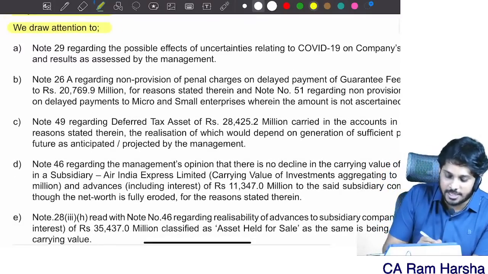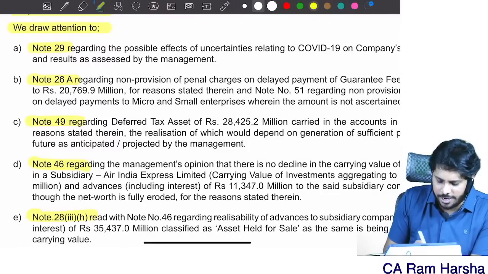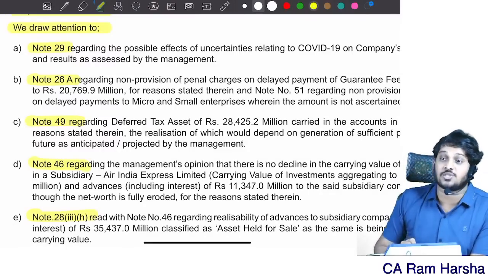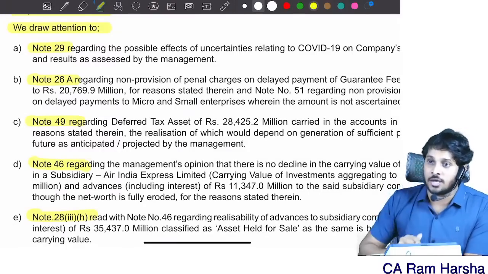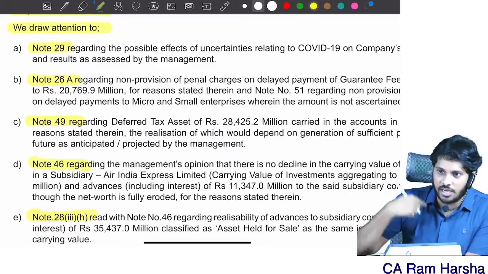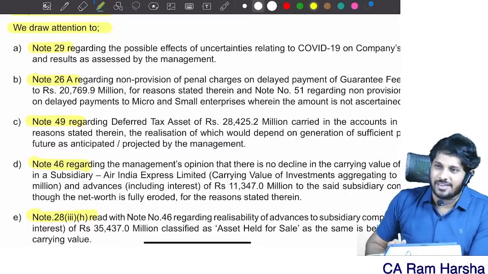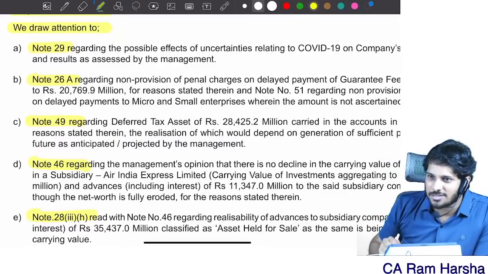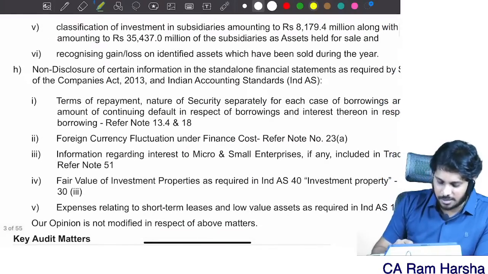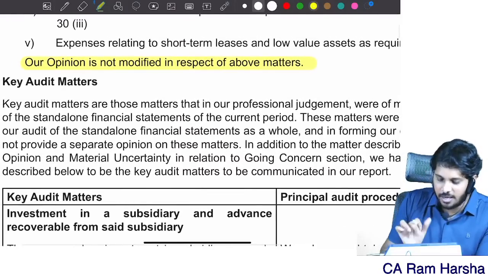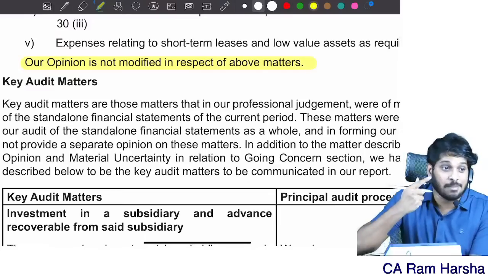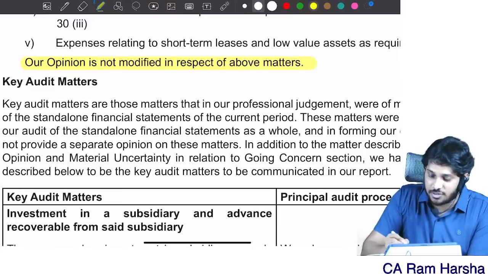Then the auditor is drawing attention to so and so points. Why is the auditor highlighting all these points? Because these points contain some important information. Important to whom? Users. Who felt it is important? The auditor felt it is important. By the way, is the auditor modifying on these matters? No. That's why at the end of the matter, it says our opinion is not modified in respect of the above matters. So that is the manner of presentation of the emphasis of matter paragraph.